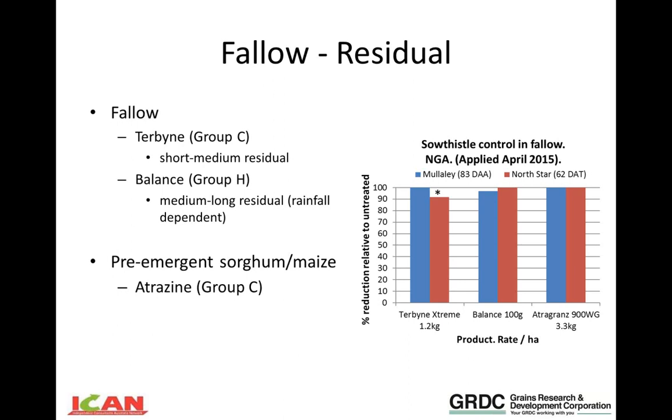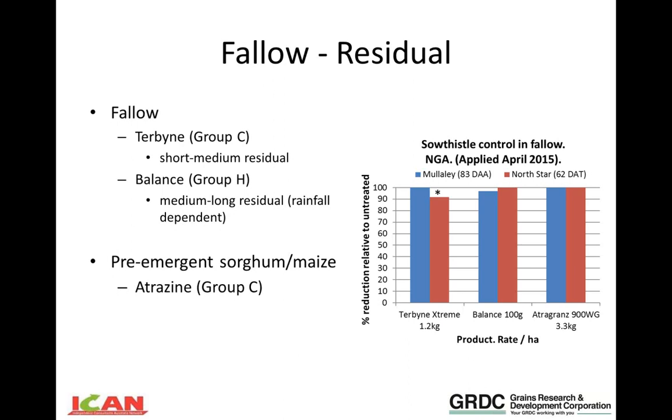So looking at those charts, we're looking at the percentage reduction of sowthistle compared to the untreated, which was quite high across those 3 herbicide treatments. At Meulen, you're looking at 83 days after application, so you've got quite long-term residual control. And at North Star, you're looking at 62 days after treatment. The little star that you can see on the turbine extreme red bar is just to show that that is a significantly reduced efficacy in that site.